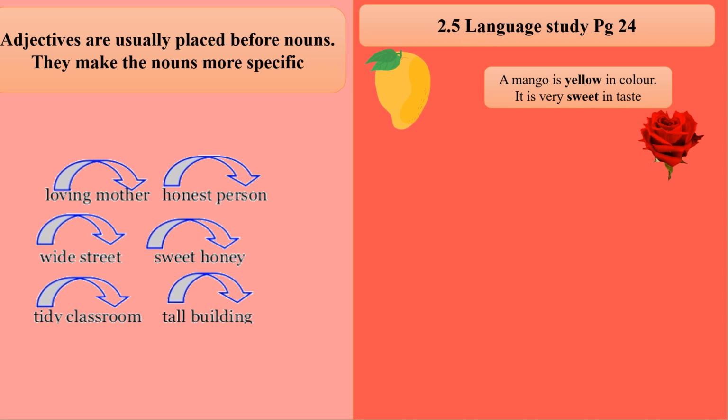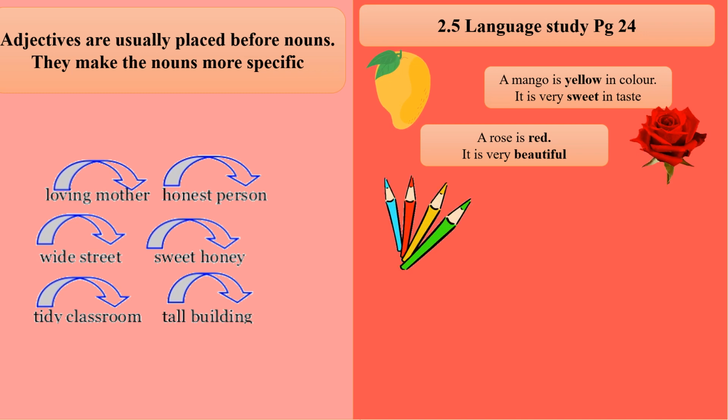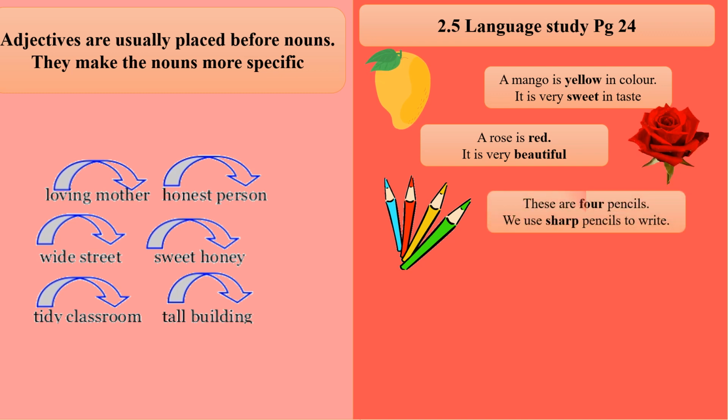Yes. Lovely rose. A rose is red. It is very beautiful. Pencils. Now, how many pencils are there? Adjective also tells you about number. So, these are 4 pencils. Adjective of number. Let's see the next sentence. We use sharp pencils. How are the pencils? They are sharp. We use sharp pencils to write.